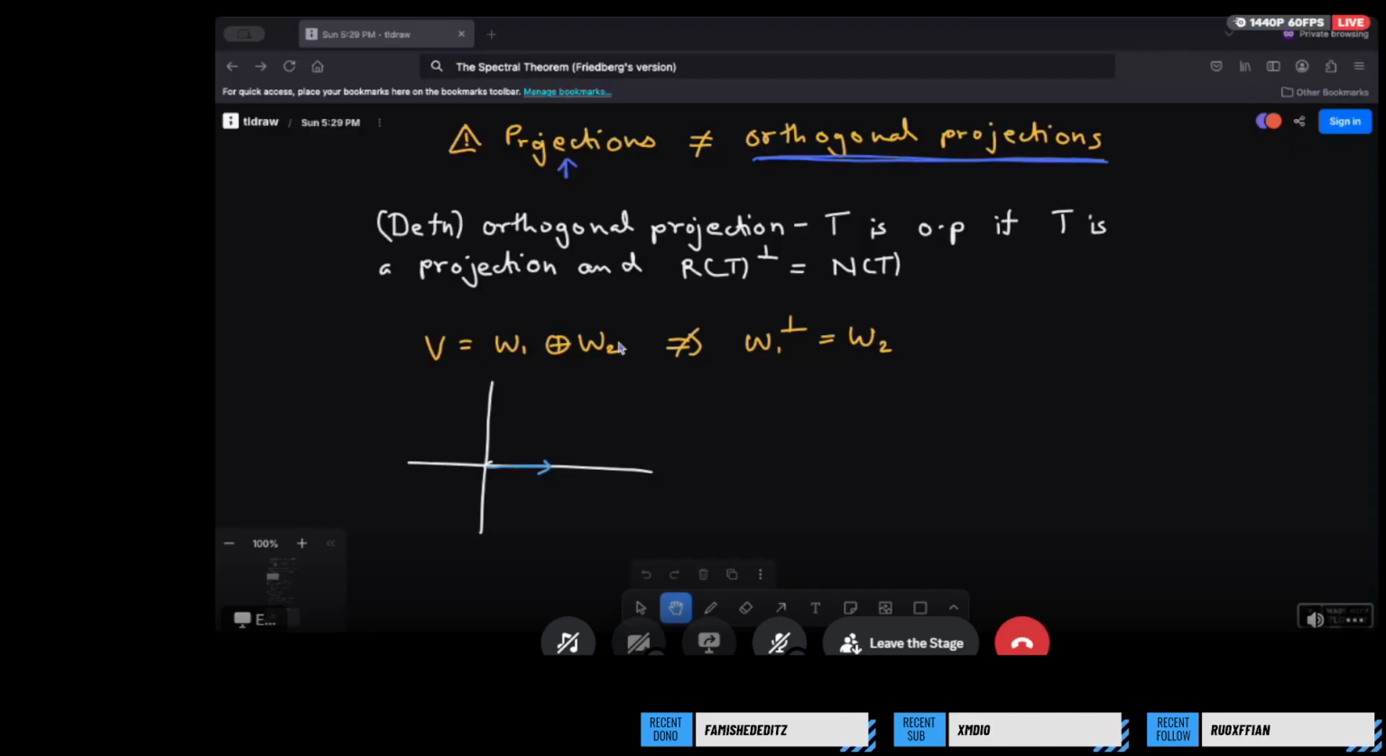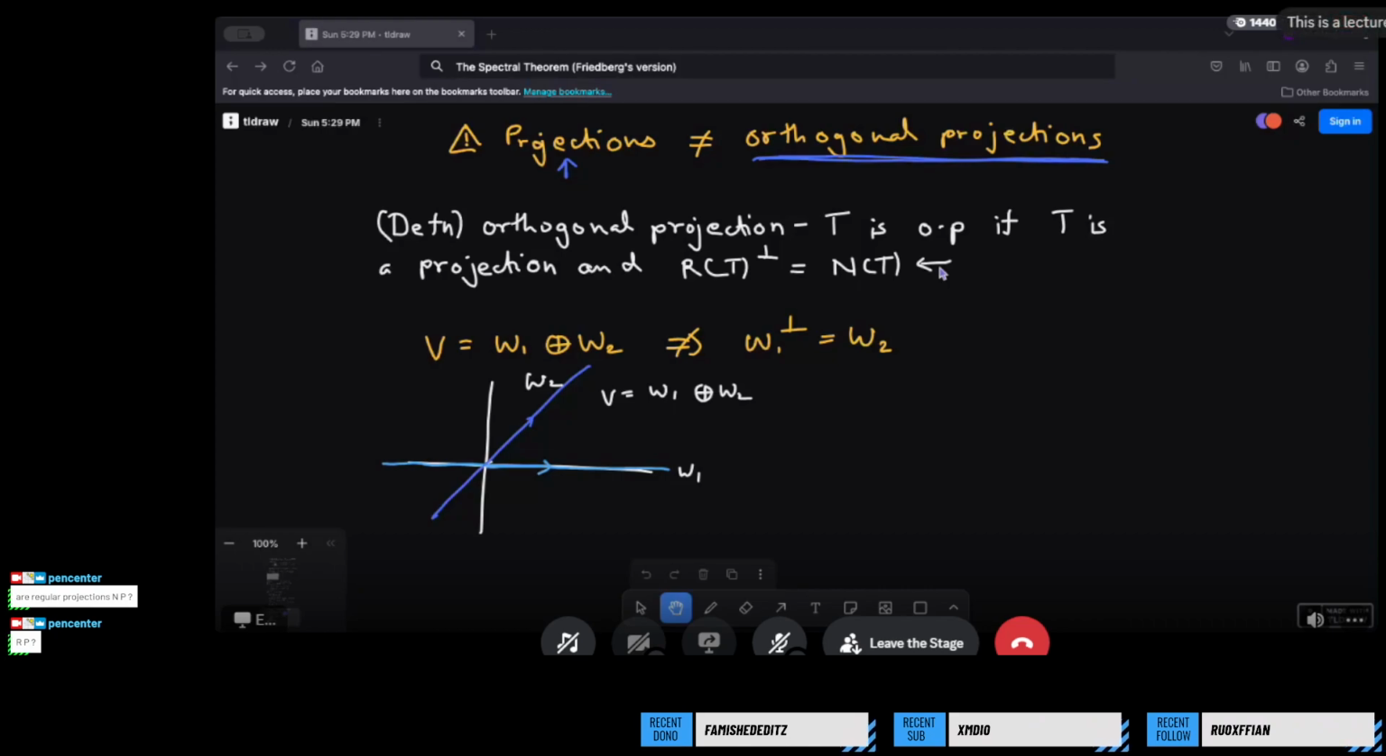So a direct sum does not imply they're orthogonal complements, and this is an example of it, where I take W1 to be the span of the x-axis, and W2 to maybe be the span of something which is not orthogonal to this or parallel. And now V is genuinely a direct sum of these two subspaces, if this is W1 and this is W2, but they're not orthogonal to each other. So being an orthogonal complement is an added condition on a projection which you add to get an orthogonal projection.